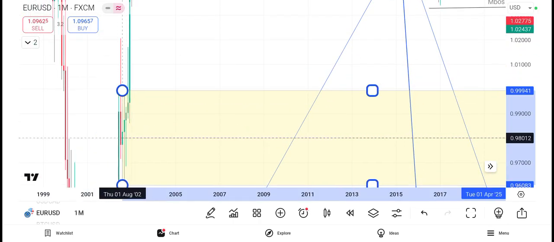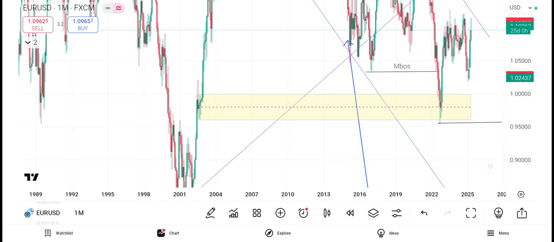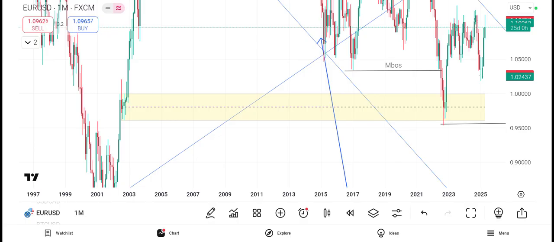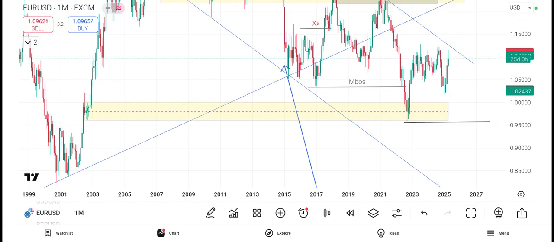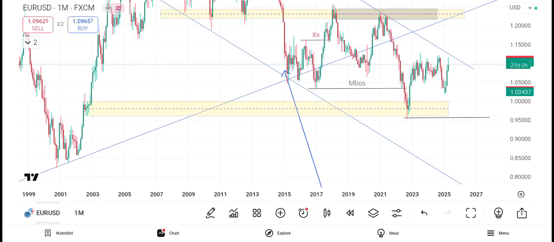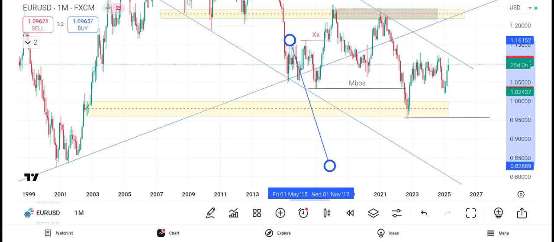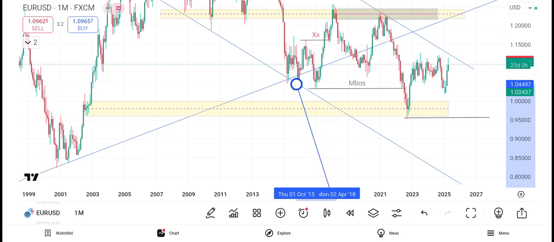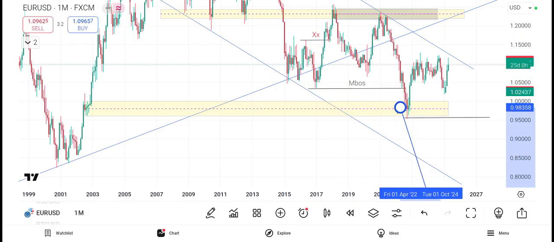Let's reduce this. So you can see how price respected it, and you should not buy at first. Watch this price action. When price got to this point, look at this push. Look at this price action.